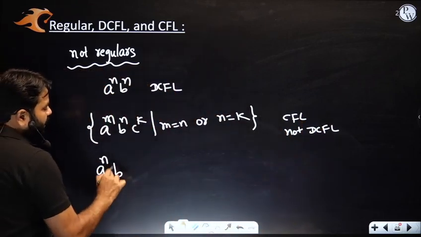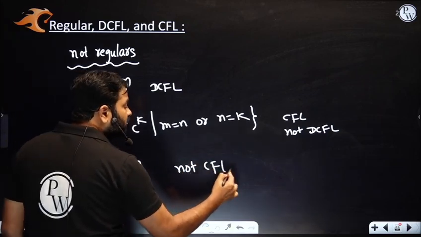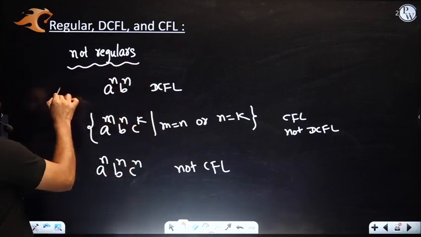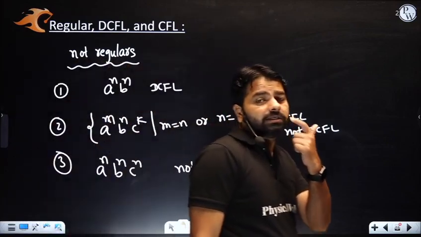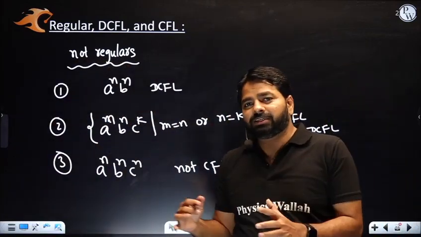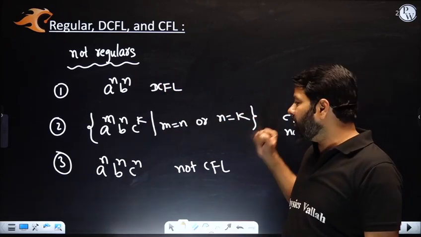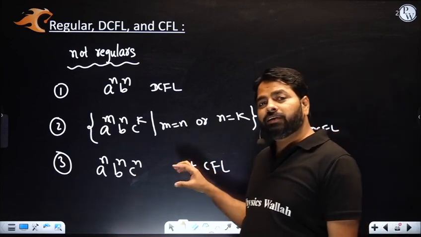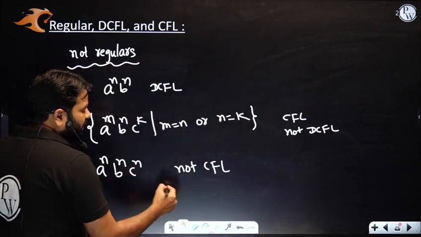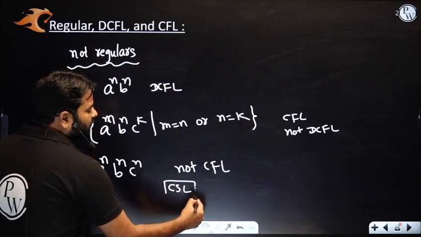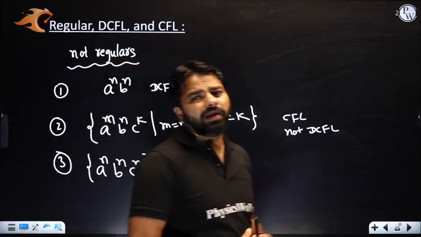One more, A power N, B power N, C power N, which is not a CFL, but it is also not regular. See, all are not regular, but every non-regular has a different place in the Chomsky hierarchy. This stays inside the DCFL, this stays outside the DCFL but inside CFL, this stays outside the CFL but inside context-sensitive language. It actually comes under, in a future topic, CSL. What is it? Context-sensitive language. Fine? Likewise, we have a various number of languages.